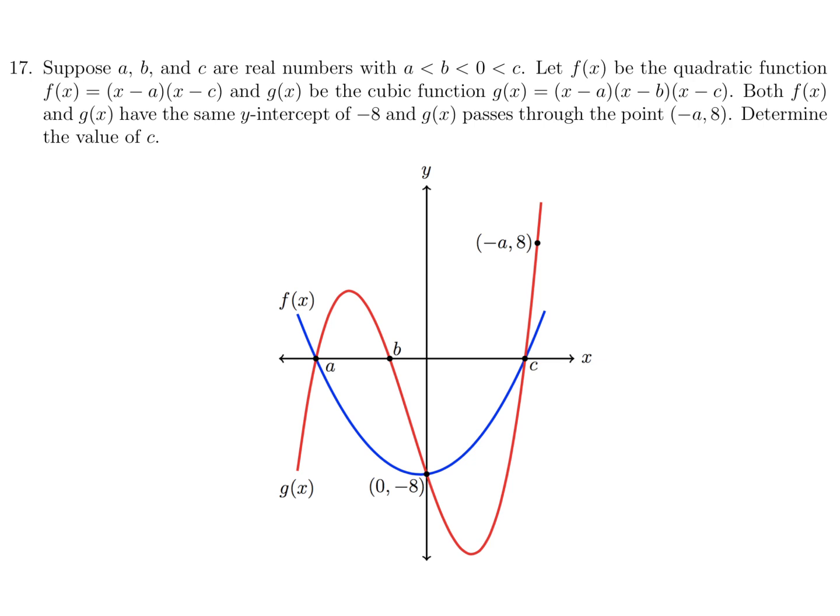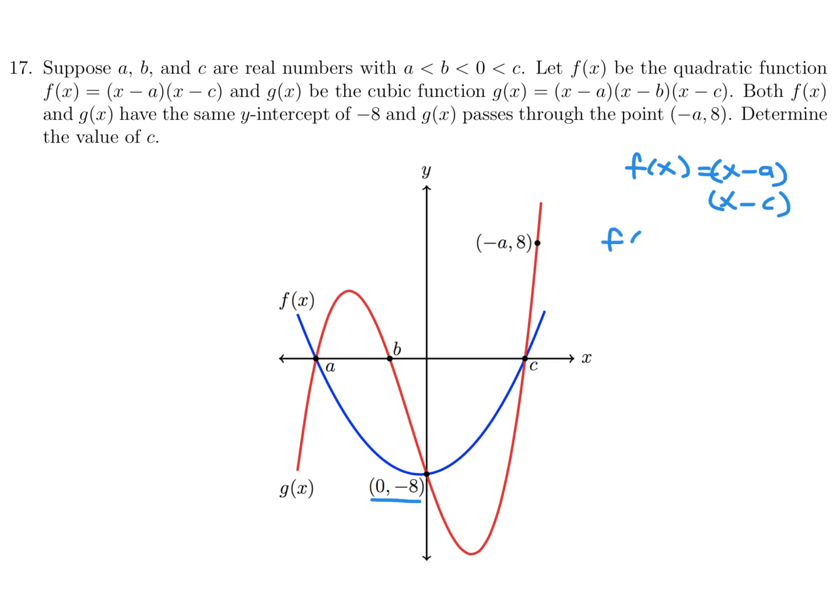So where do I even begin with this question? I'm trying to think here. Well, f at x is equal to x minus a times x minus c, right? They give us that. And they also give us something else. Oh yeah, they gave me this point that's on both, so I can use that.